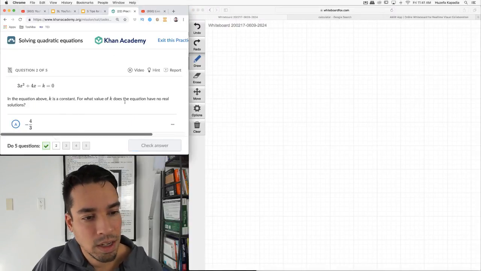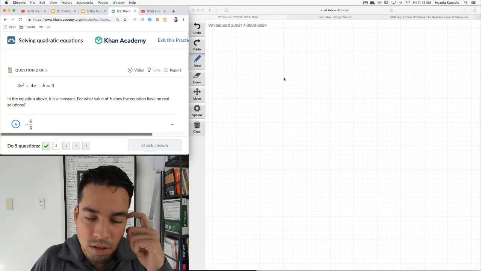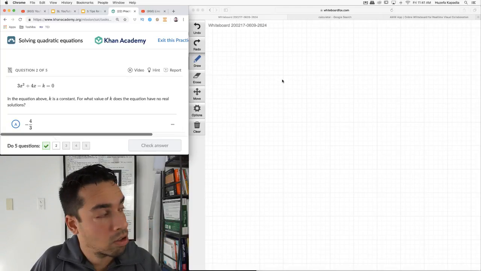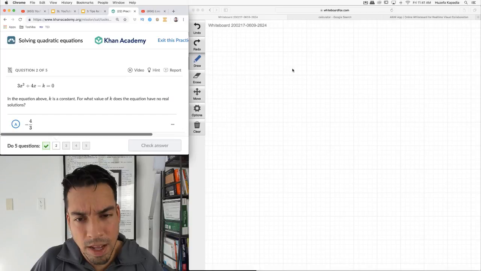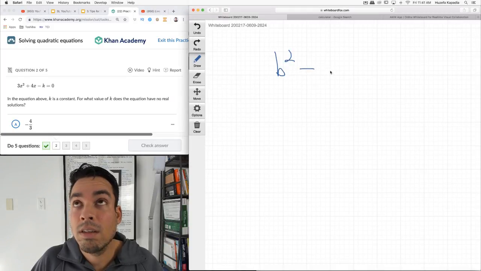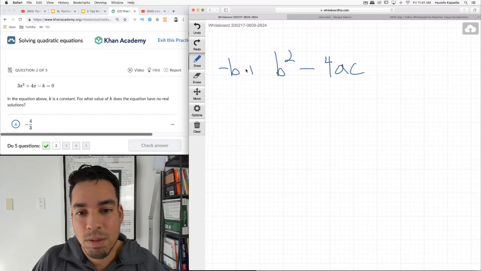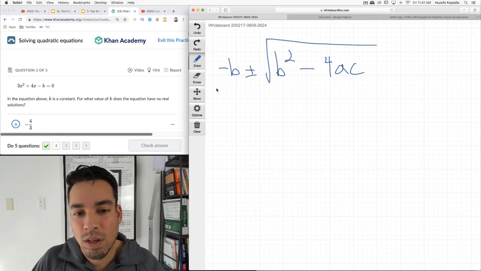In the equation above, k is a constant. For what value of k does the equation have no real solutions? Okay, this is, what's it called? What's the term? I can't remember. The value under the square root, and I'm blanking on it. Oh boy, I can't remember. Okay, well anyways, look, when we have the quadratic formula, it's negative b plus or minus the square root of b squared minus 4ac, over 2a.